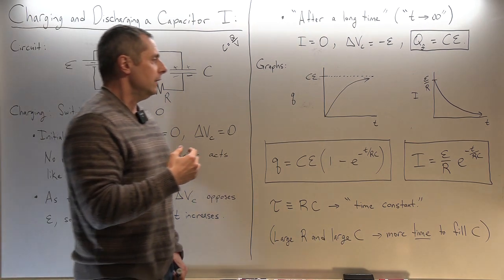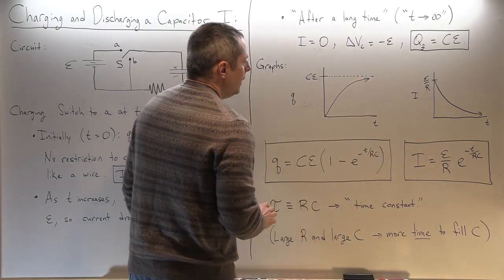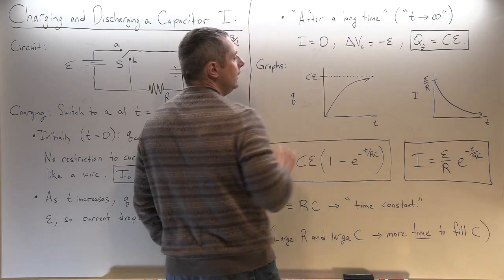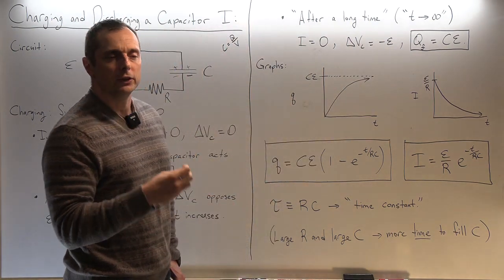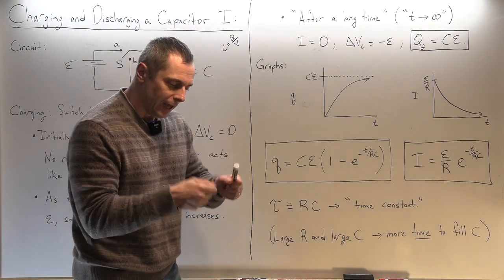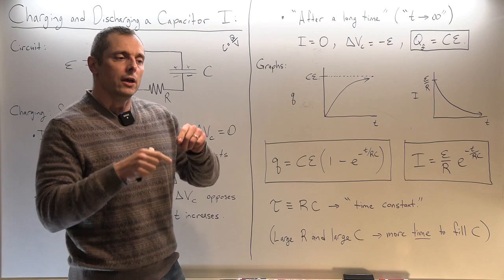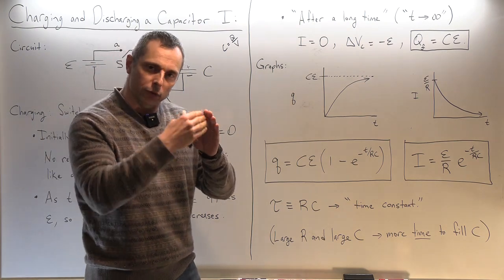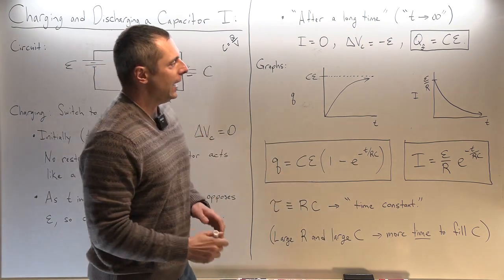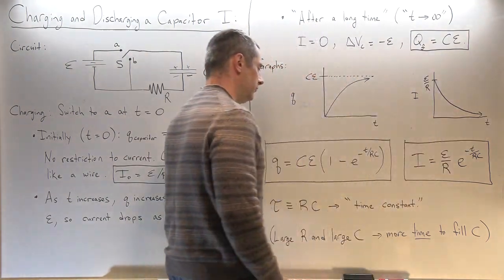Now we can represent these word concepts graphically. The charge begins at 0 and rises to C times EMF. It would actually look like this if you were to truly graph the charge in a capacitor charging up. And the current, if you were to put an ammeter on a capacitor charging in that little light bulb circuit that I had, you would see, if you graphed it, an exponential decay, beginning at EMF over R, as we said, and gradually decaying to 0.